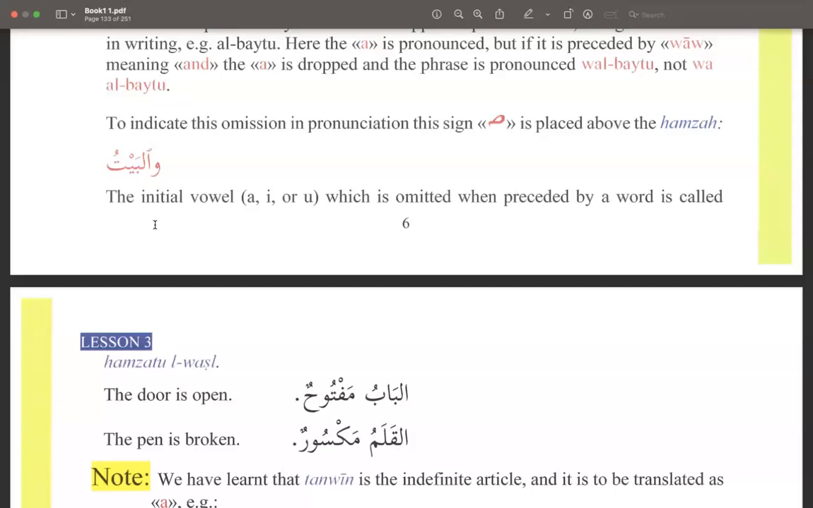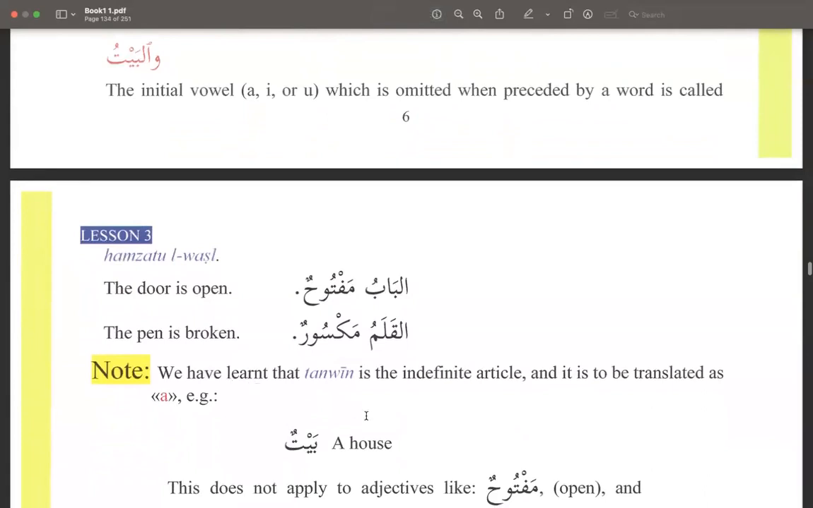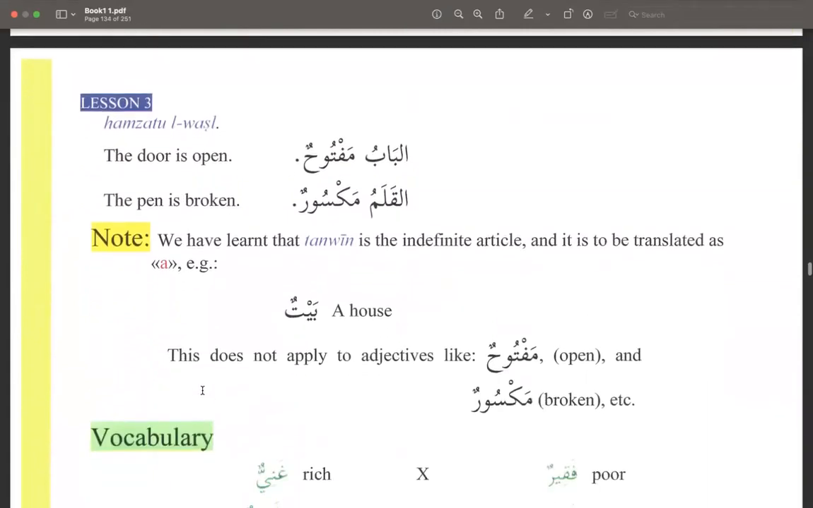So for example, that's the lesson. Yes, continue on. The door is open. Al-babu maftuhun. The door is open. Al-qalamu maksurun. The pen is broken. Now, we have learned that tanween is the indefinite article, and it is to be translated as a. For example, baytun, a house. We learned this in the previous lesson as well.